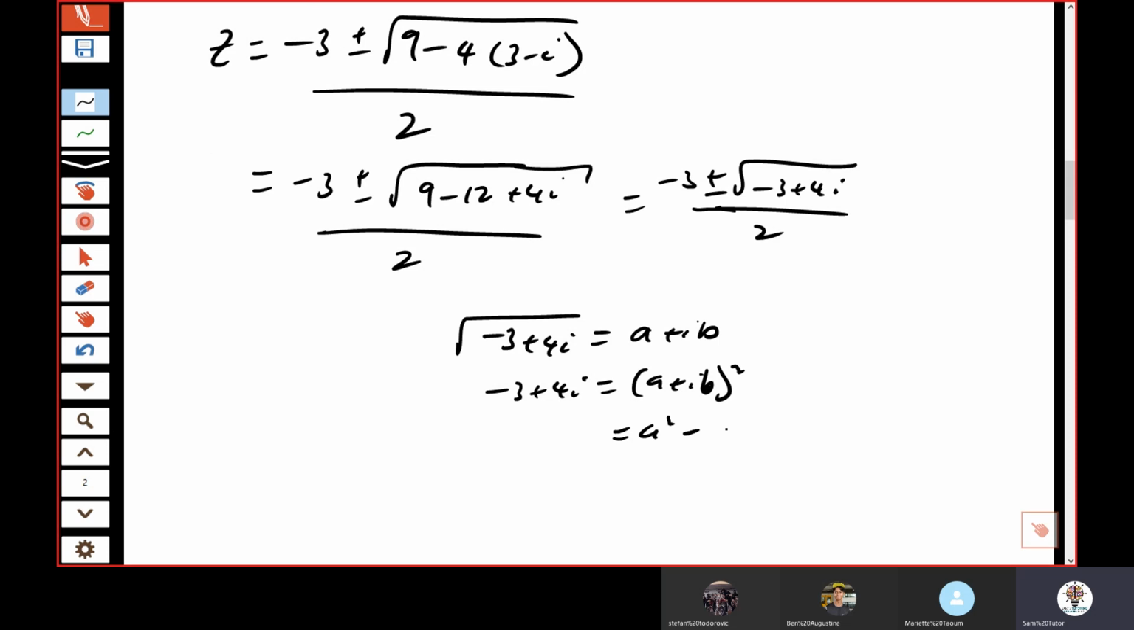Then you would expand. Now I'm sure you guys can continue from there. Am I right? Equate real, imaginary, go.